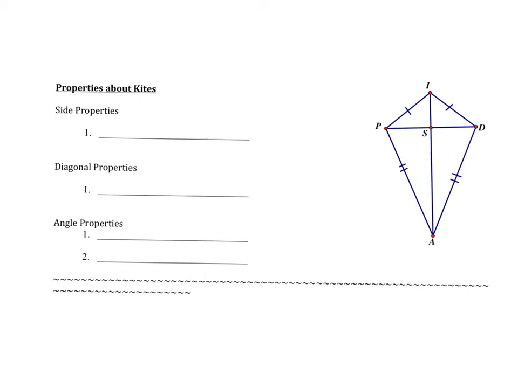So the next part of notes are about a kite. Again, just walking you through a couple explanations about a kite and its properties. So the side properties, you've got already two in your picture here, but it basically says there are two sets of consecutive sides that are congruent.